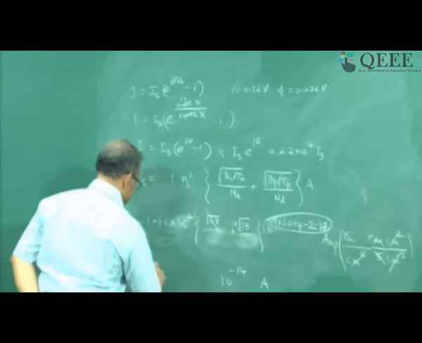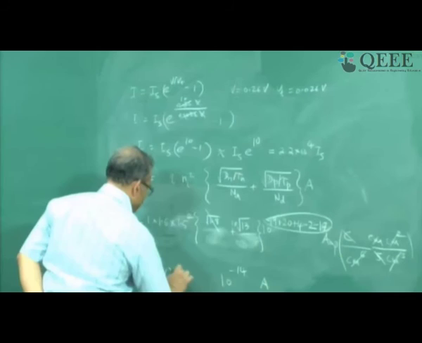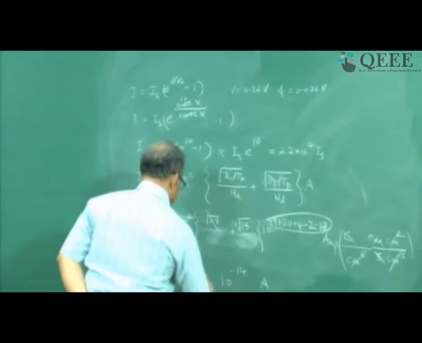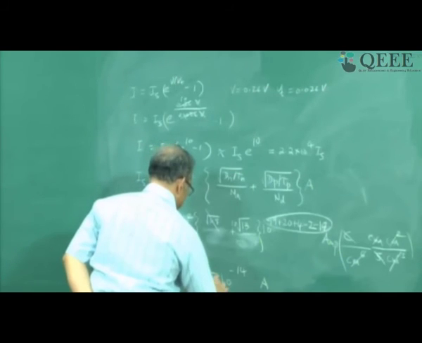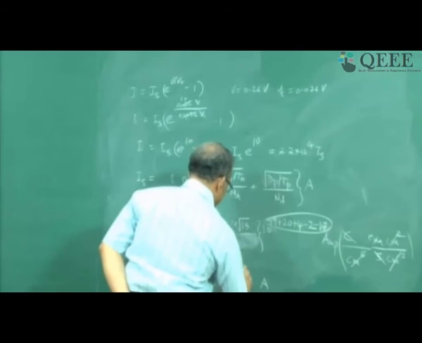So 1.6 into 1.5 square is 2.25 into 10 into root 13 into 10 power minus 14. So this 10 I will take here and this will become 10 power minus 13.